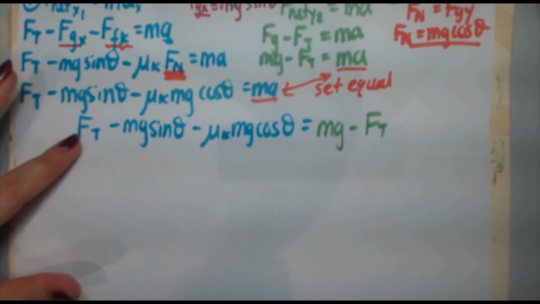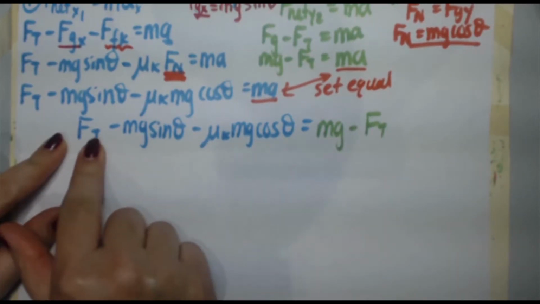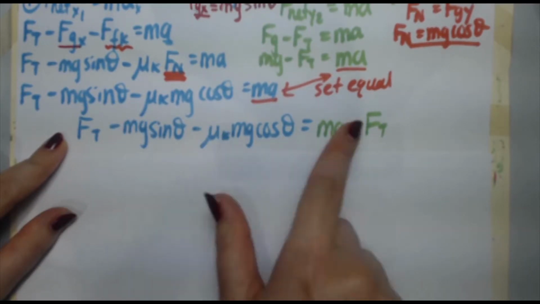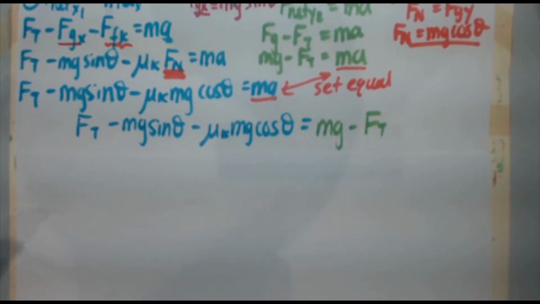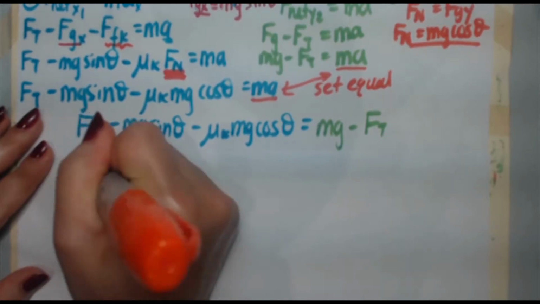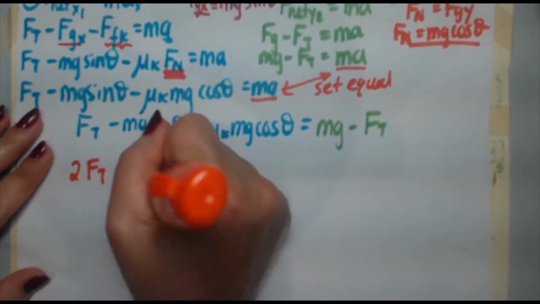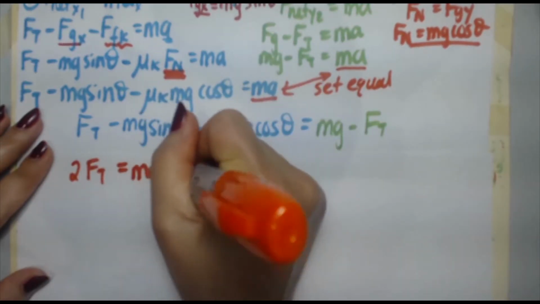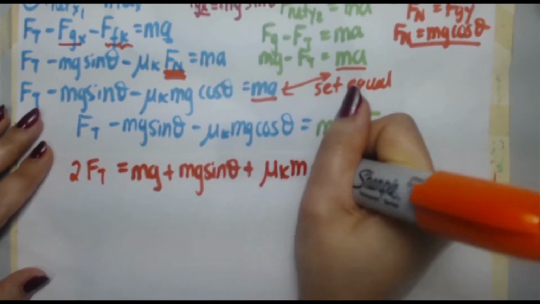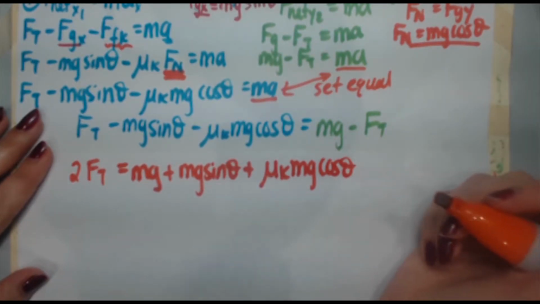Now I've got Ft here, I've got a minus Ft on the right side of the equal sign. I'm going to bring that minus Ft to the left, and at the same time I'm going to bring this minus expression and this minus expression to the right. So everything comes out positive. That's what you want. If I bring the minus Ft over, I'm going to get 2Ft. Then bringing the other terms to the other side, you still have that mg there, and then we do plus mg sine theta plus mu k mg cos theta. Hopefully that's so far so good.